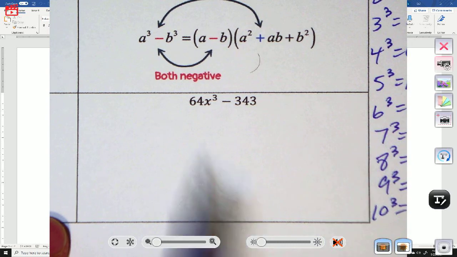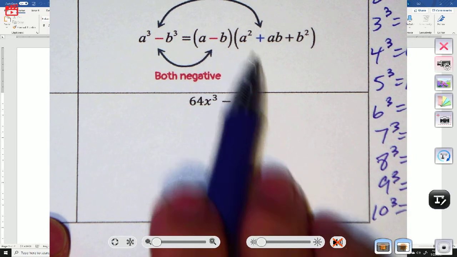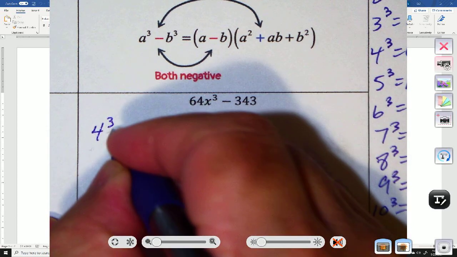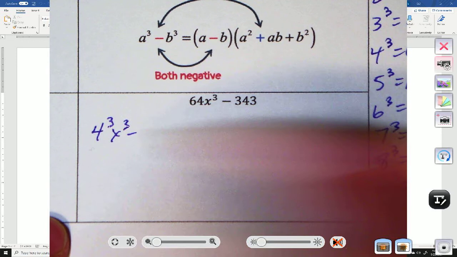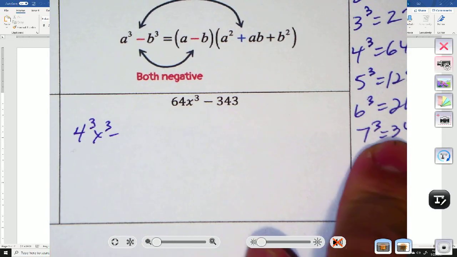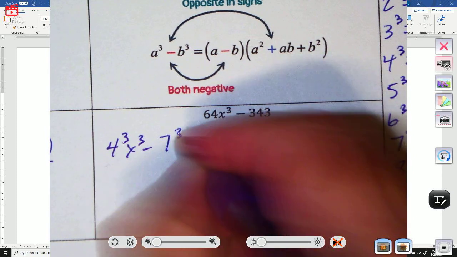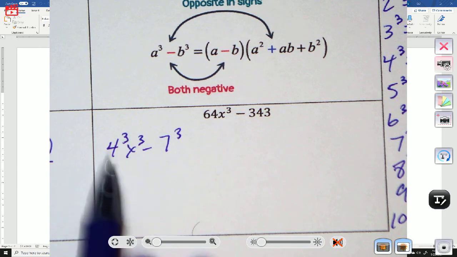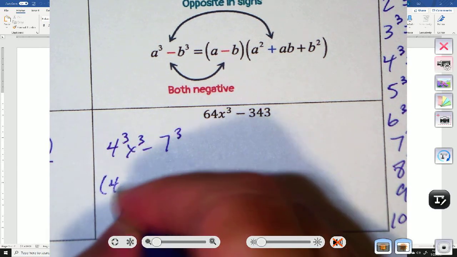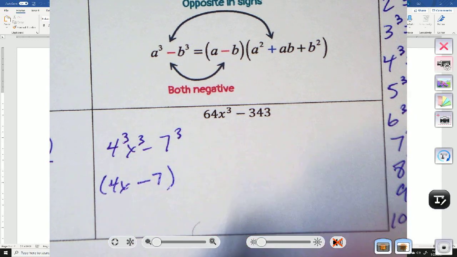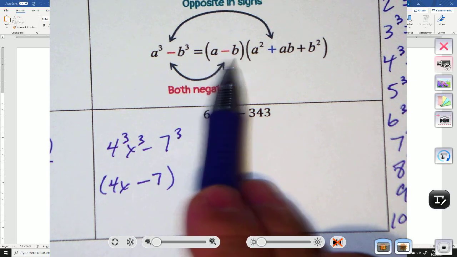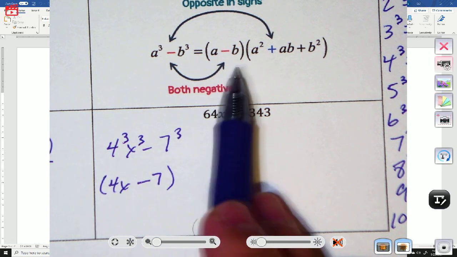So here, this is a difference of two cubes. Okay? What is 64? 64 is 4 to the 3rd, and you have x cubed minus, and 343 is 7 to the 3rd. This one's kind of long, so I'm going to write it on a separate line. What's being cubed here is 4x. So it's 4x, keep the sign, minus 7. The 7 is being cubed. So this 4x minus 7 is the a minus b part of the formula. My a is 4x, and my b is 7 in this problem.